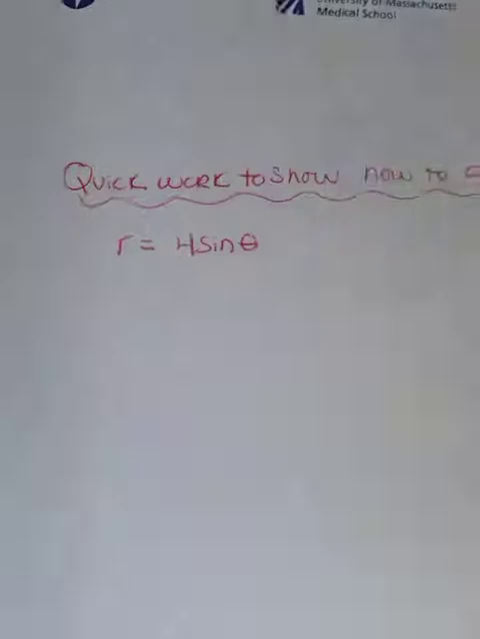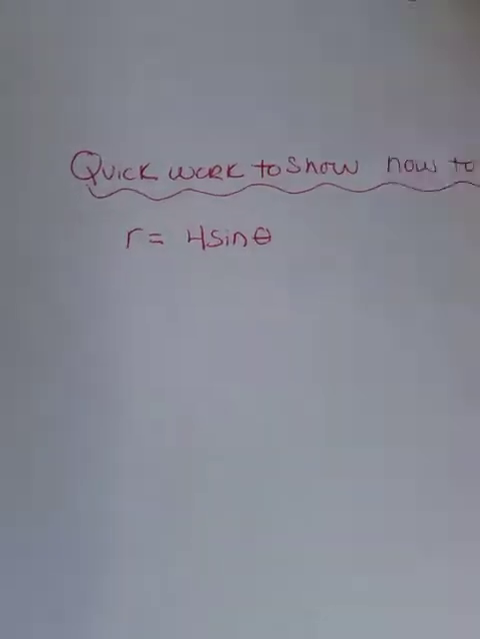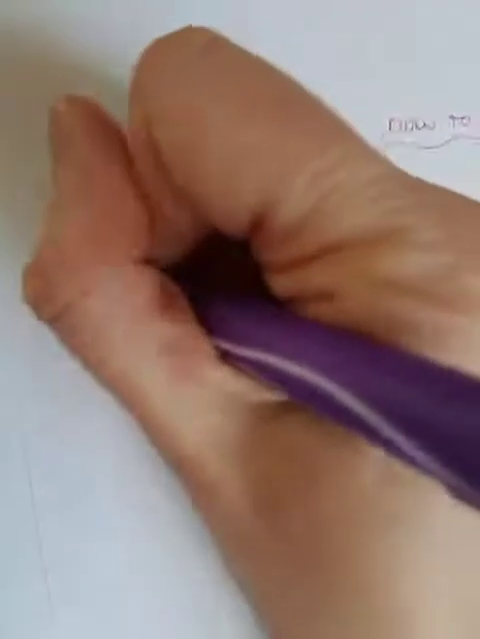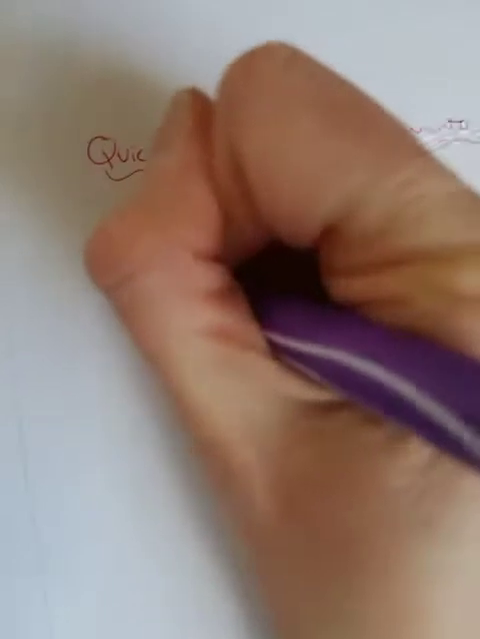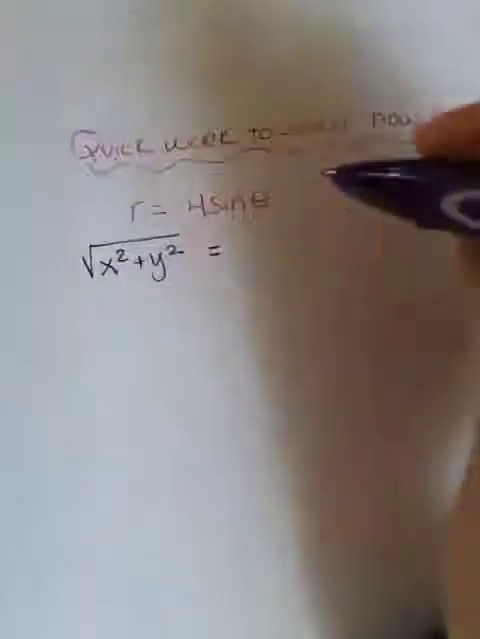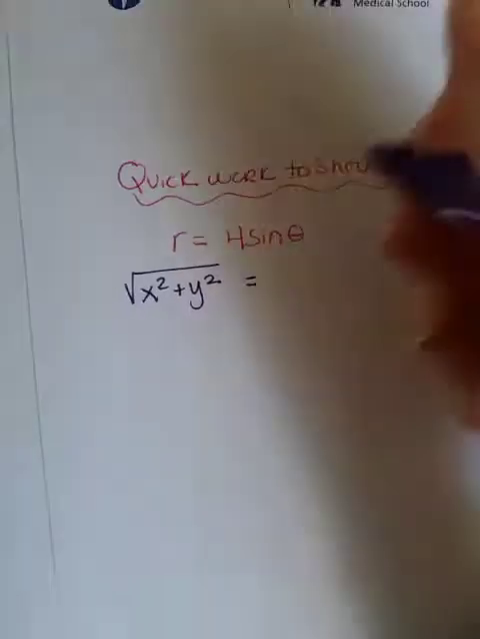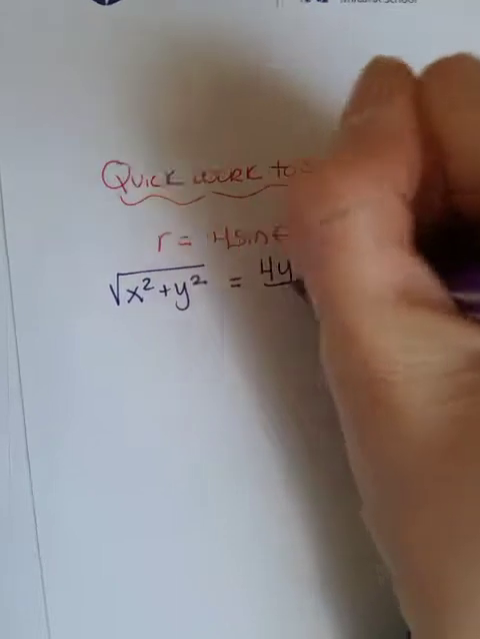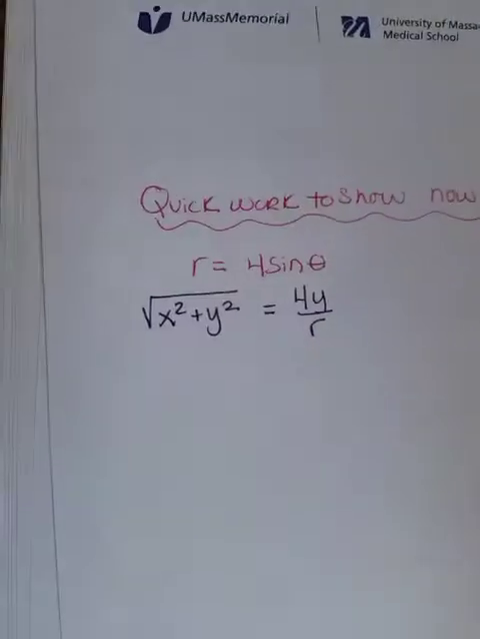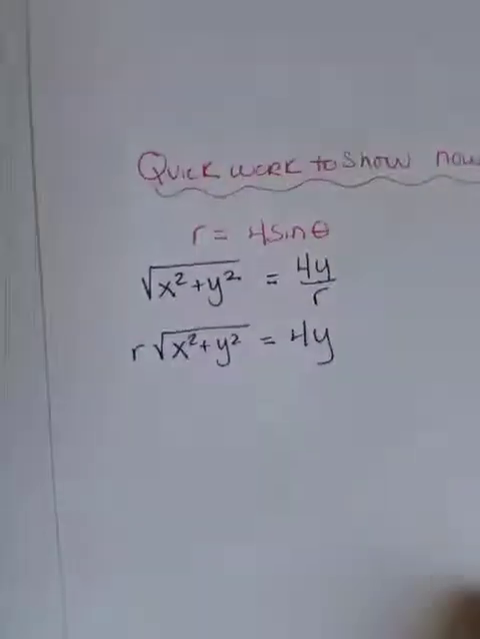So I'm going to do some substitution. So here I go. I guess I'll work in purple. So I know that r is the square root of x squared plus y squared. And then sine is y over r. So this would be 4y over r. Okay, next I'm going to multiply both sides by r. And so I get this right here.